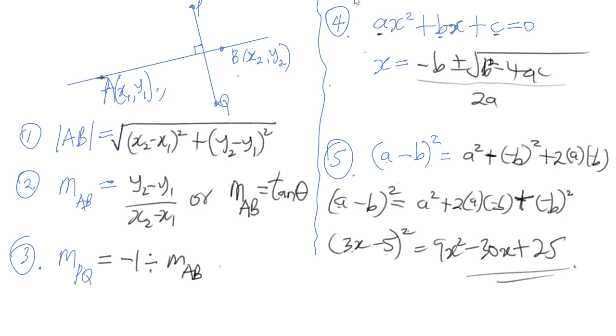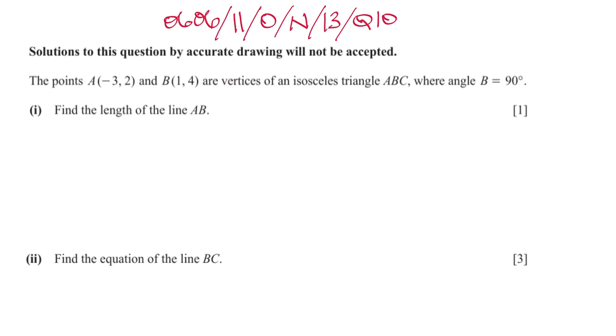Now let's go ahead and solve the question here. Solutions to this question by accurate drawing will not be accepted. The points A and B are vertices of an isosceles triangle ABC, where the angle at B is 90 degrees. Find the length of the line AB. For this question, let's make a sketch of the triangle. We are told we have a certain triangle, and the angle at B is 90 degrees.